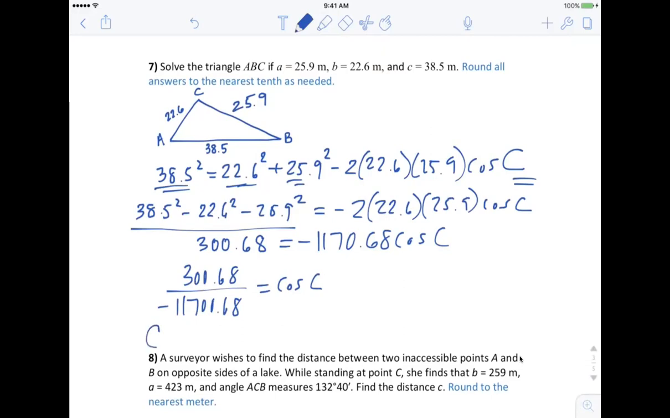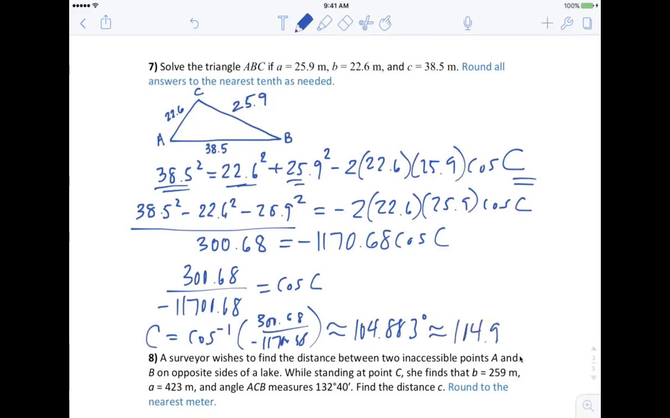And so then what's C going to equal? C is going to be equal to the cosine inverse of that ratio. There you go, nice and sloppy. And then I'm going to put that into my calculator all at once. And I get 104.883 degrees. Or if I answer to the nearest tenth, 104.9 degrees. There's C. Whew. Okay, we got angle C.